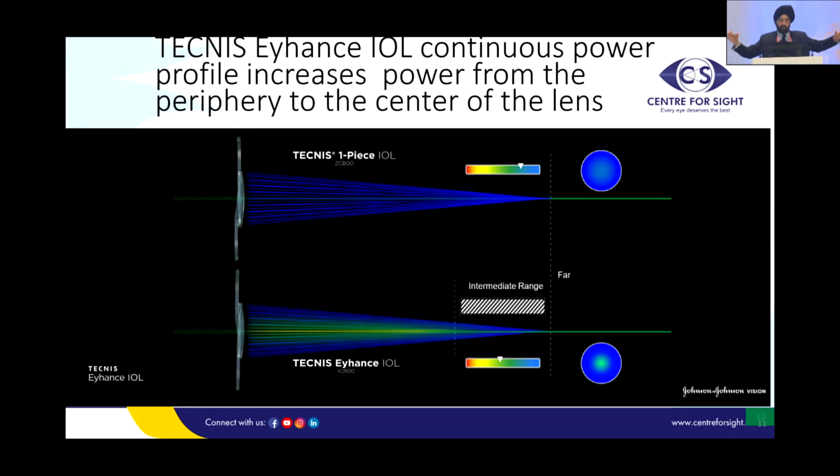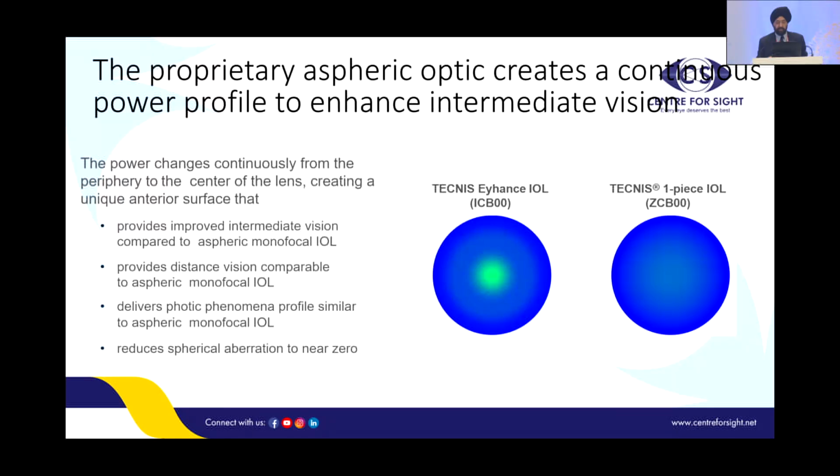The central movement from the periphery to the center, it is, I would say, a mini EDOF lens, or whatever you wish to say. There is an intermediate range that comes about with this lens only because of the central change in the spherical aberration that is there, and this is what you have. So if you look at the model, this is the Eyhance and this is the single piece.